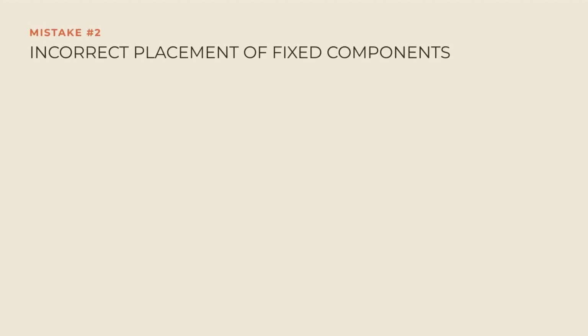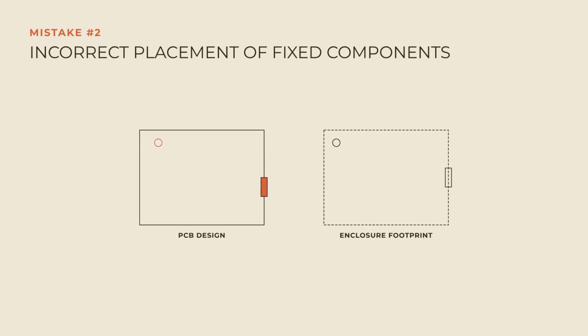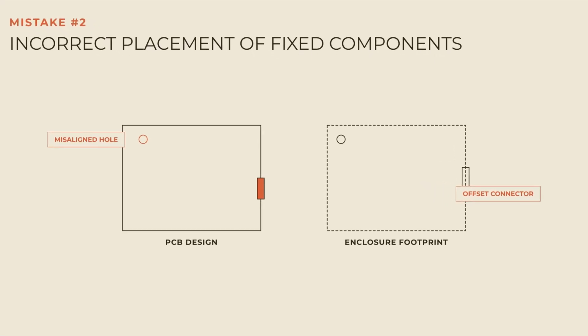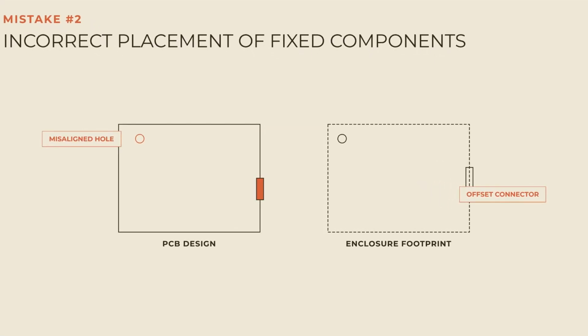Fixed components such as connectors, displays, switches, antennas, and mounting holes should always be placed according to the mechanical drawing. Incorrect placement can cause enclosure fitment issues. Remember, these components often bridge the electrical and mechanical worlds. A single millimeter of offset can mean the board won't fit its housing, leading to an immediate respin.